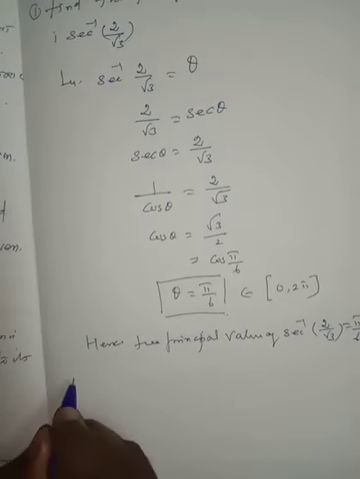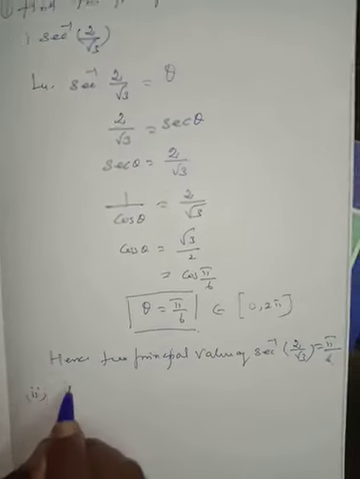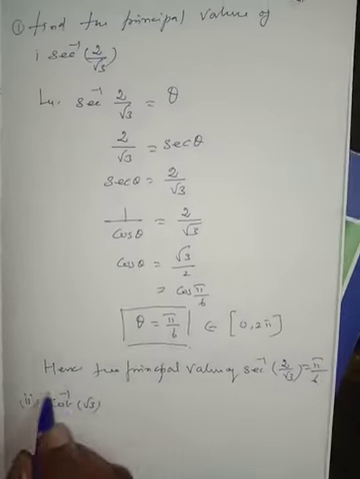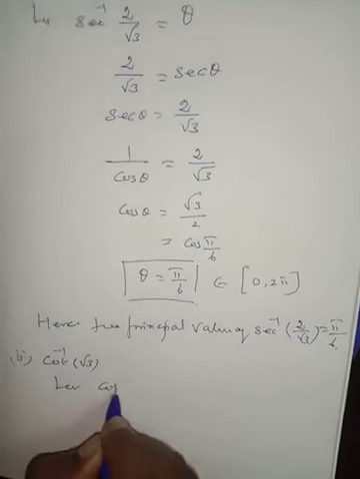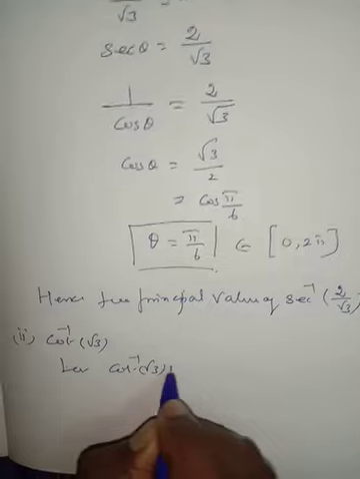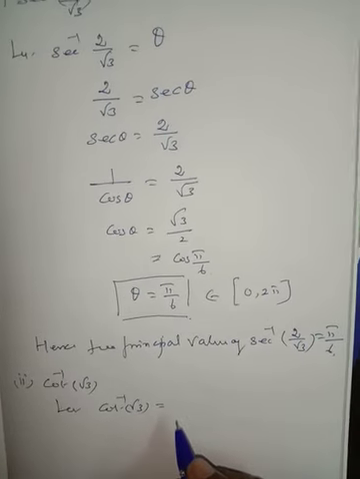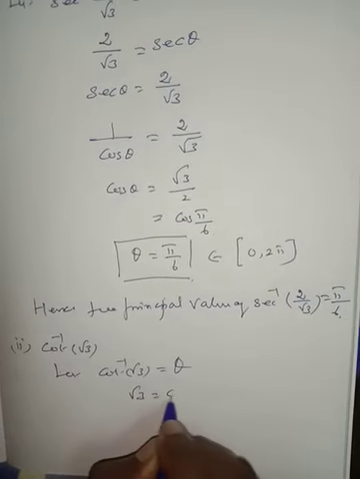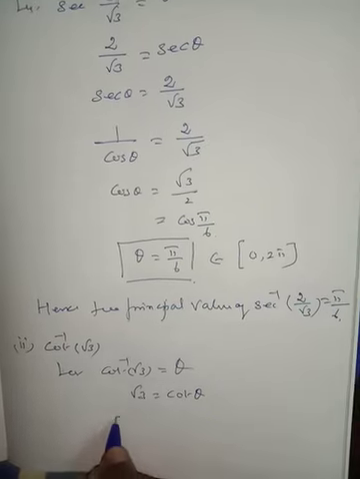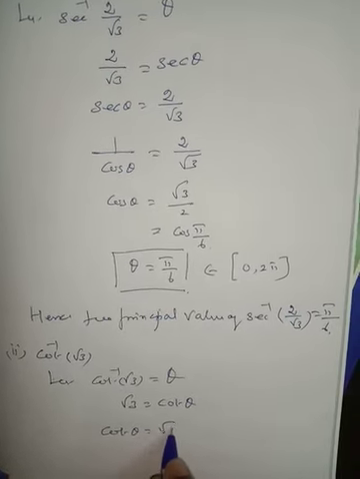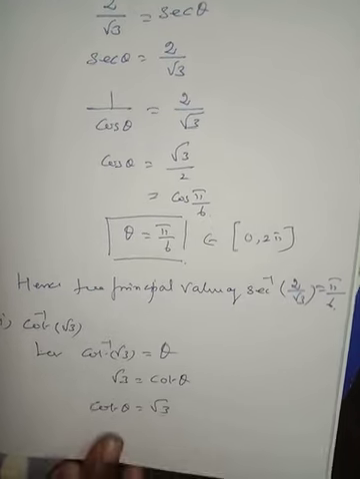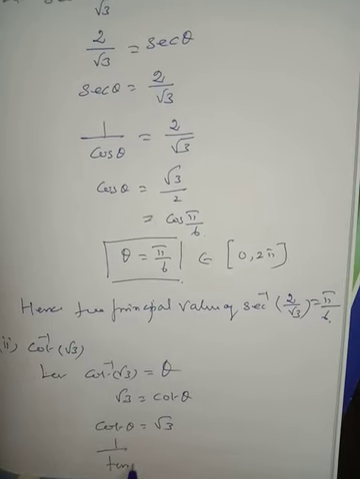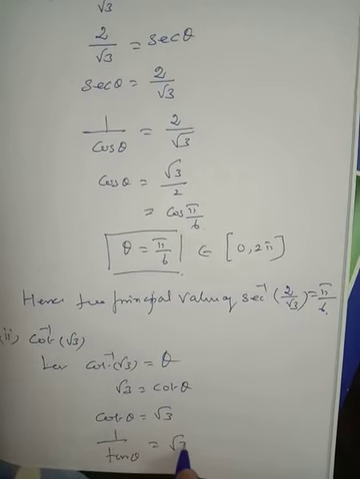Next, subdivision number 2, cot inverse of root 3. Let cot inverse of root 3 be equal to theta. Root 3 is equal to cot theta. Cot theta is equal to root 3. Cot means 1 by tan theta. So 1 by tan theta is equal to root 3.